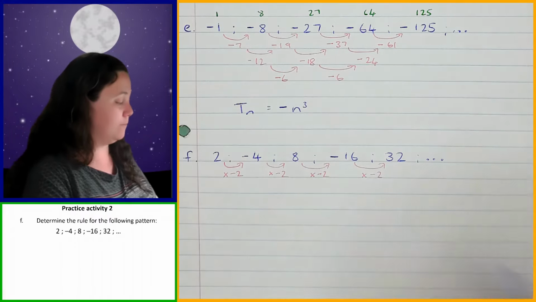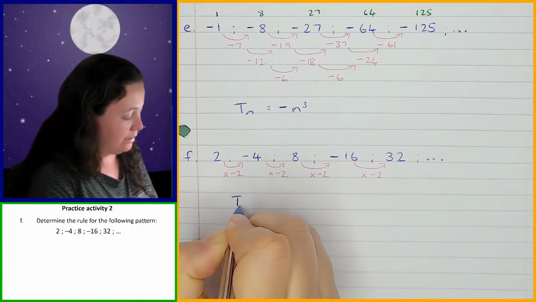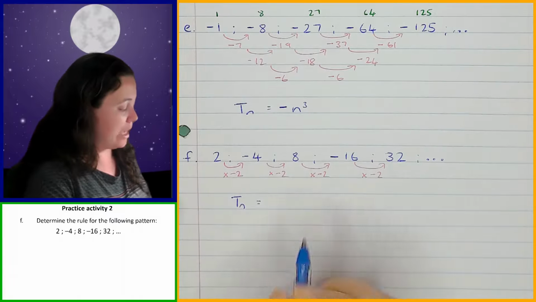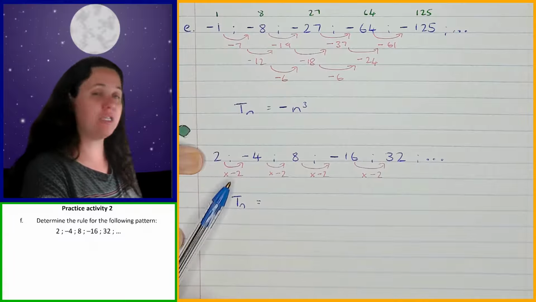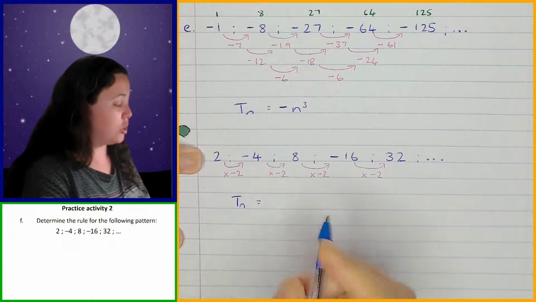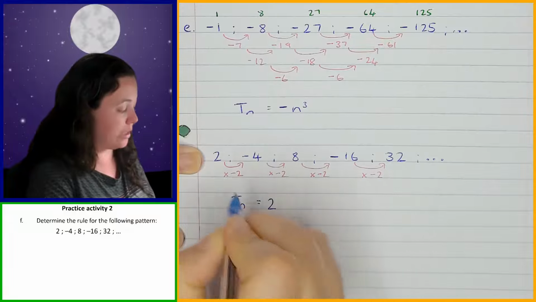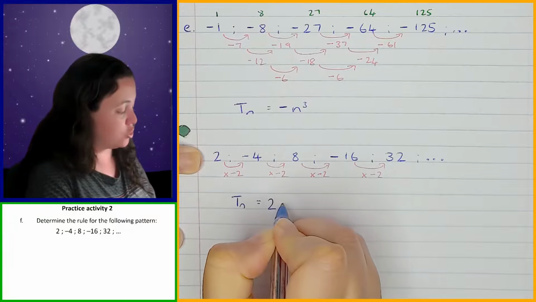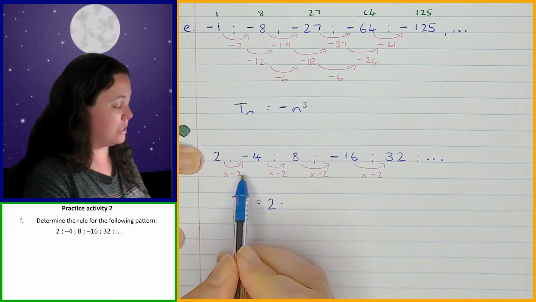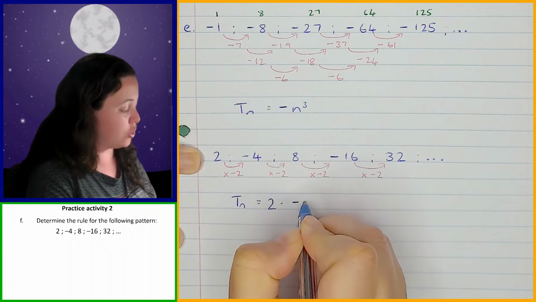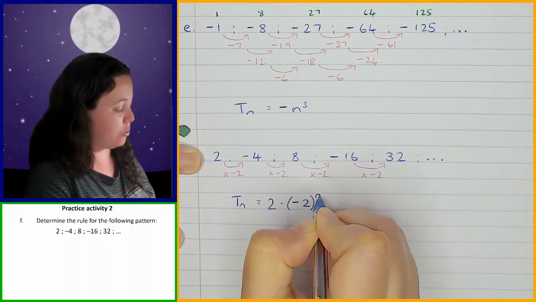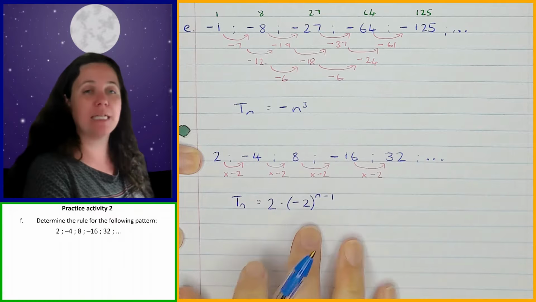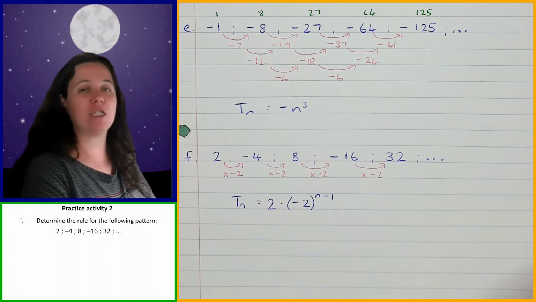So my rule is going to be Tn equals, and then I've got a term over here, with the first term is not the same as my constant ratio. So I need to write that down, and it's also not 1. So I need to write that down as 2 times, and then I take my constant ratio, which is -2. Because it's negative, I have to put it in brackets, and then that is to the power of n minus 1. So that's what you should have got for your rule for question F.